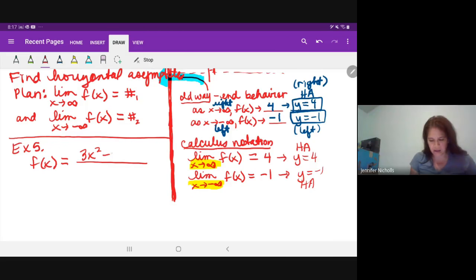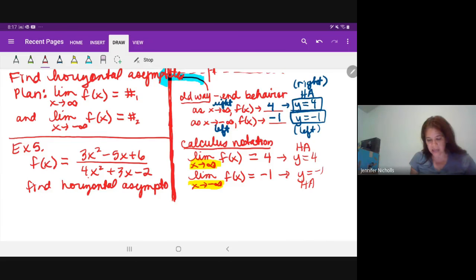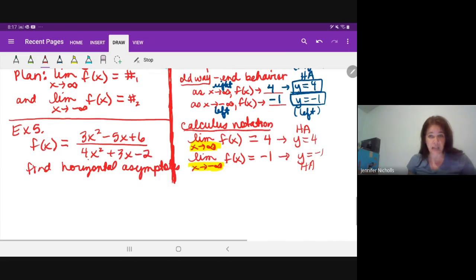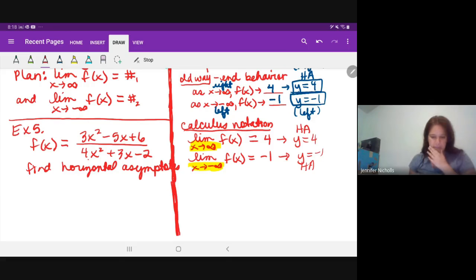3x squared minus 5x plus 6. In the denominator, 4x squared plus 3x minus 2. And this is going to say find the horizontal asymptote. Now, we taught you the algebra 2 way earlier in the year, because we hadn't taught you limits yet. But now we want to teach you the calculus way, the way you're supposed to do it in an official calculus method. We were just trying to give you the idea of how to do it before.